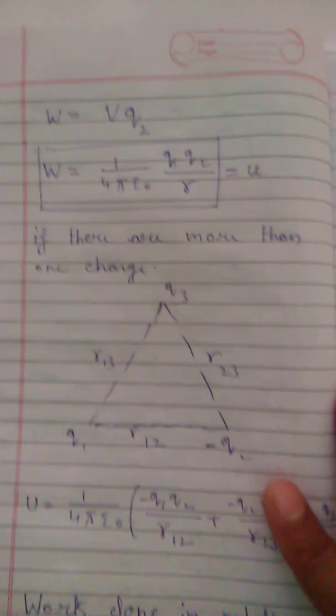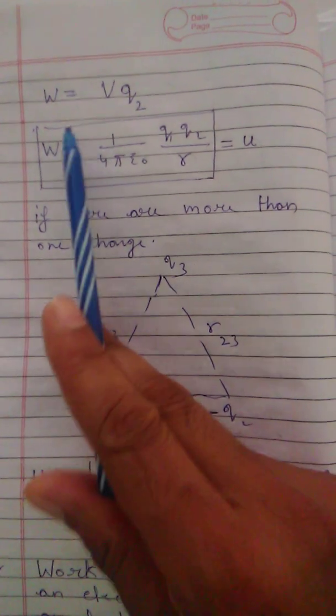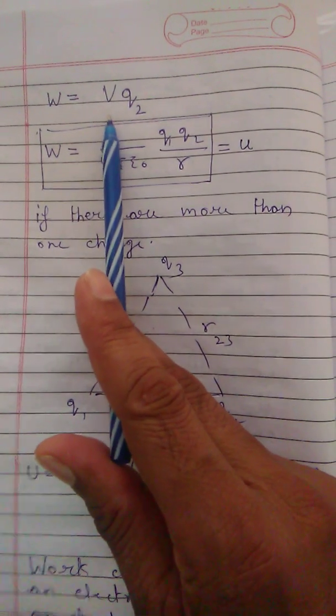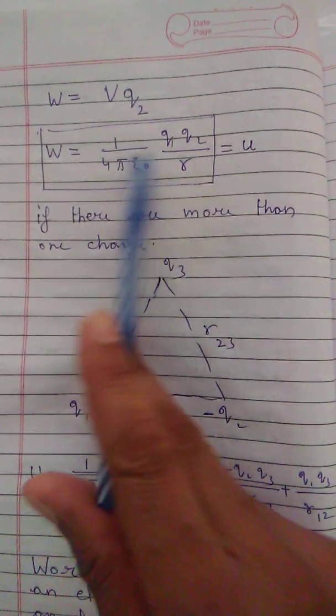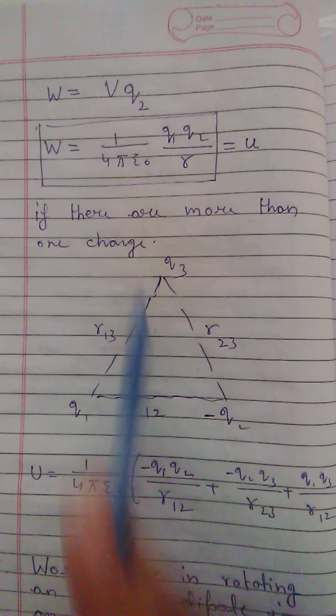So W is given by V into Q. So we are calculating W. W equals V into Q. Put the value of this V. So we have put the value of V, and this is your electric potential energy.